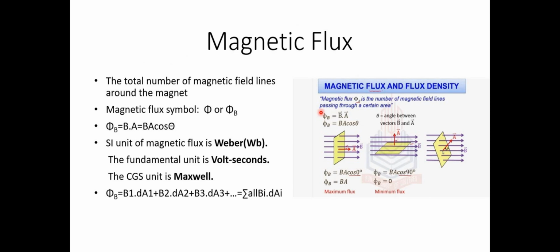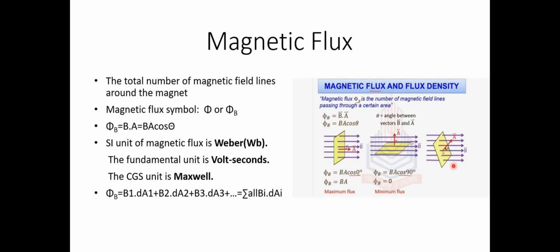Magnetic flux. It is represented with the symbol phi. There is a magnetic force around the magnet which is caused by the magnetic field lines. So, the total number of magnetic field lines around the magnet is called magnetic flux. It is clearly explained in this figure. See this figure.